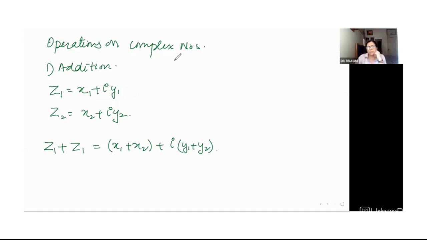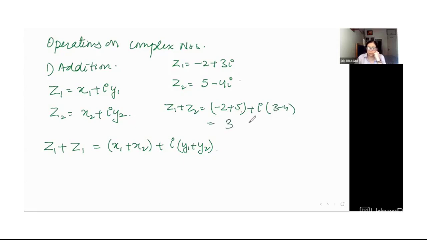You can take an example here, negative 2 plus 3 iota and 5 minus 4 iota. What is Z1 plus Z2? This is negative 2 plus 5, added to iota times 3 minus 4. 5 minus 2 is 3. 3 minus 4 is negative 1. Negative 1 iota. This is only iota. This way we can take the sum of these two complex numbers.